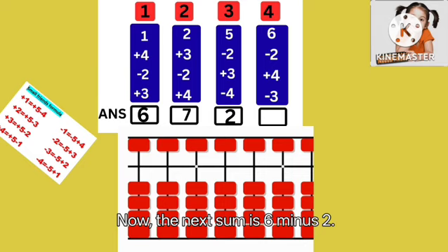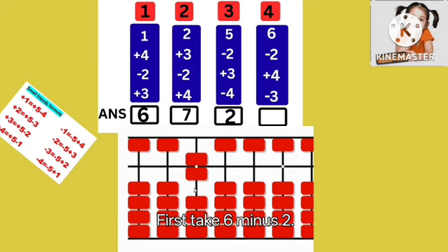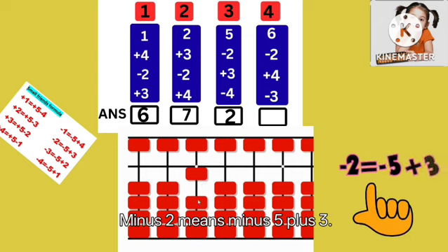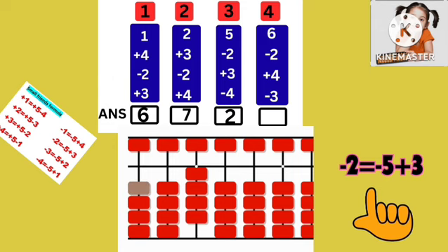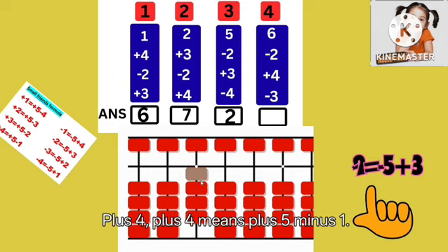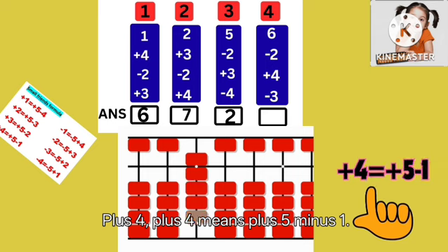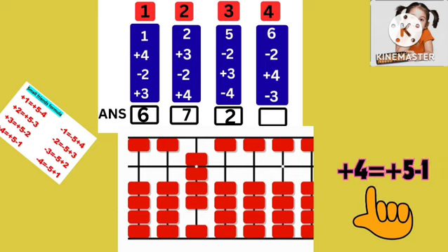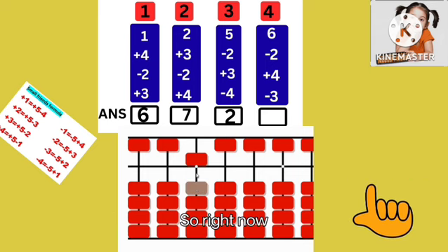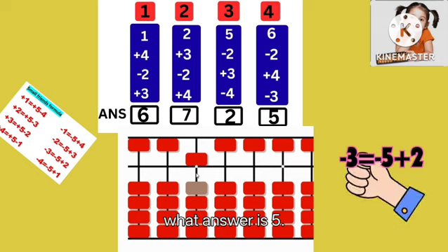Now our next sum is 6 minus 2. First take 6 minus 2. Minus 2 means minus 5 plus 3, plus 4. Plus 4 means plus 5 minus 1. Now minus 3. So right now our answer is 5.